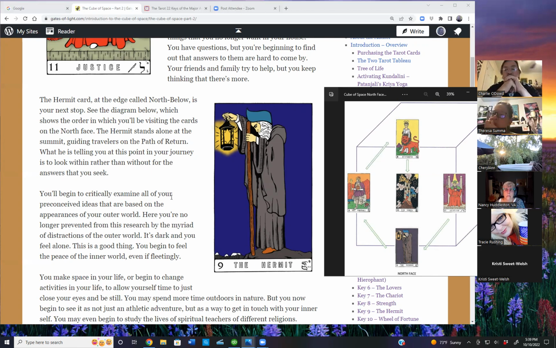What he is telling you at this point in your journey is to look within rather than without for the answers that you seek. One of the great things to say to you when you look within is, I'm wondering about this. Tell me about it. And then be quiet and don't try and figure things out. So looking within is actually talking to God and saying, show me this. I'm wondering about it. And then if something comes to you, say, tell me more. This is very important. Tell me more.